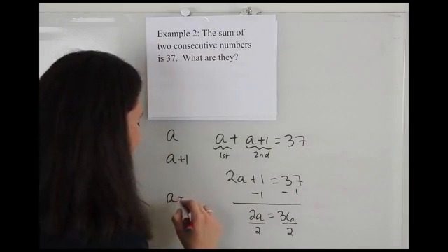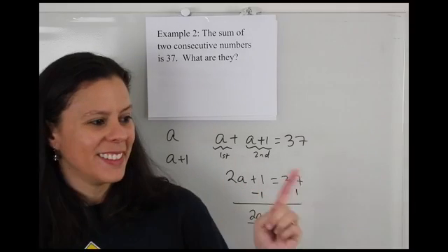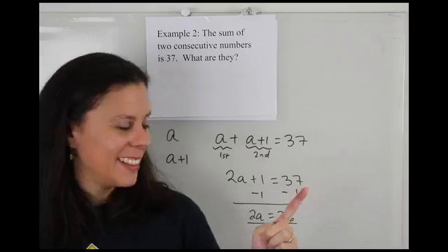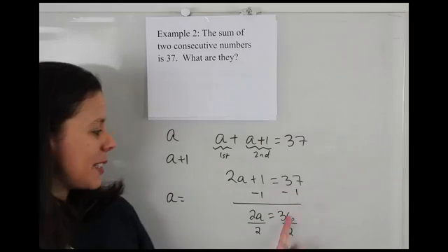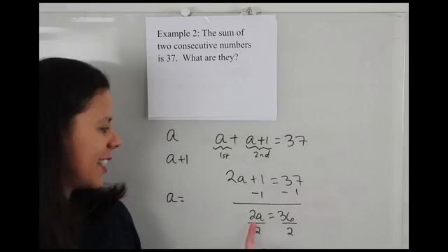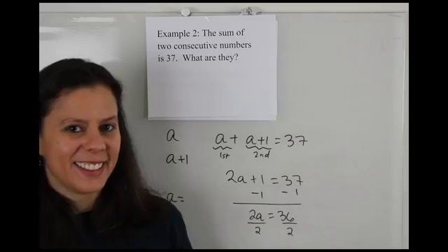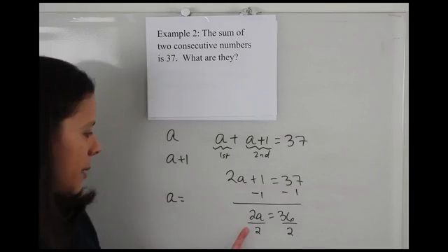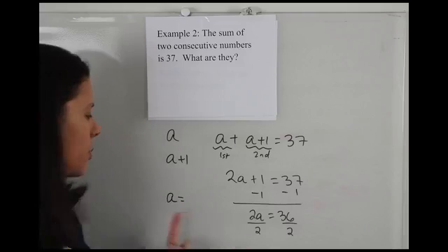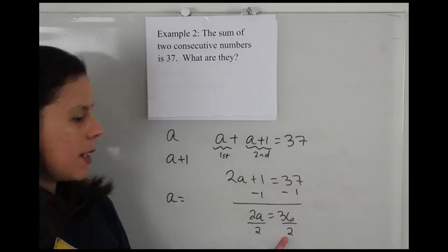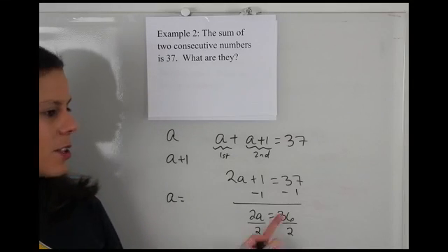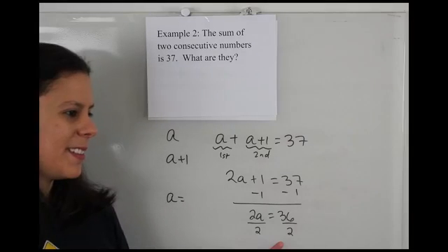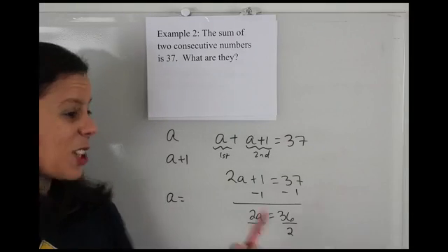So A is going to be equal to? No, we're dividing by 2. 36 divided by 2. How much is A? Wait, 36 divided by 2 or 2 divided by 2? Well, 2A divided by 2 is A. And then we're doing 36 divided by 2. So 36 divided by 2 is? 16. Close. 18.